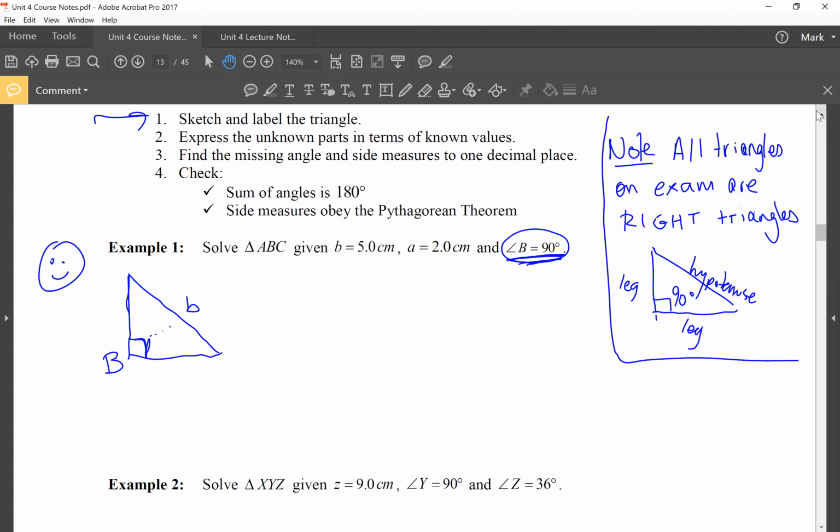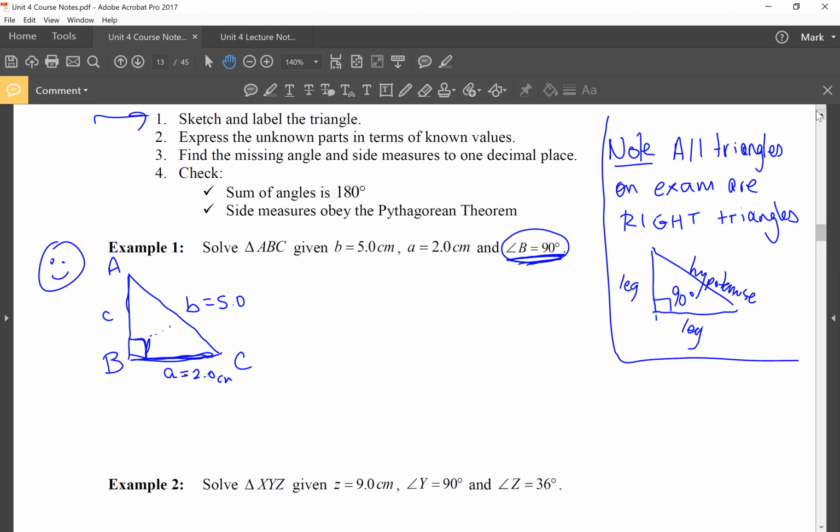Now, what about A? What about C? Well, it doesn't matter. So I'm going to call this A. I'm going to call this C. The other angles don't matter. B has to be labeled correctly, and then everything else I can just label like this. So remember, side A is opposite angle A. Side C is opposite angle C. All right, now I can get started. So b is 5 centimeters. a is 2 centimeters.